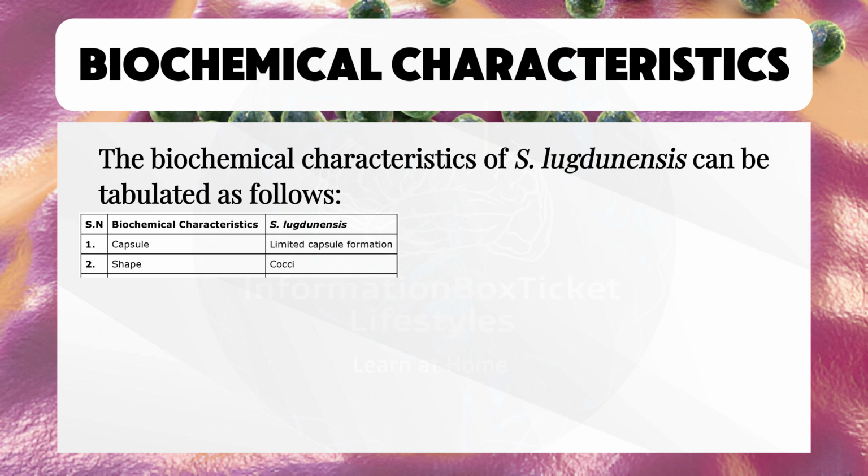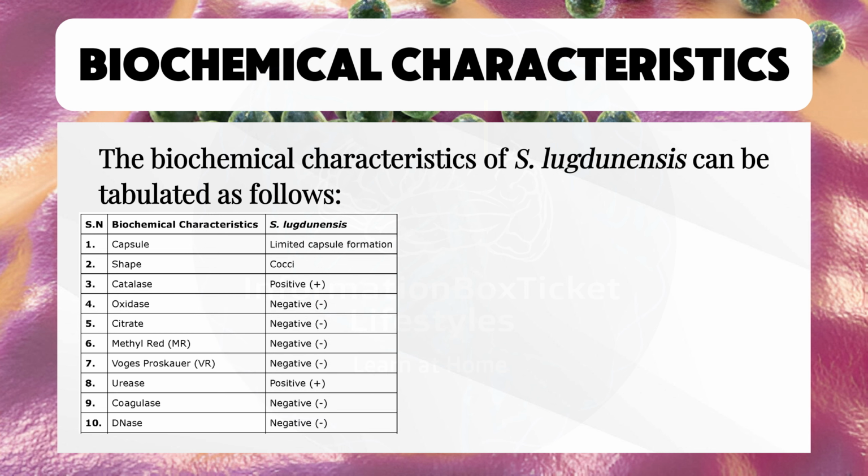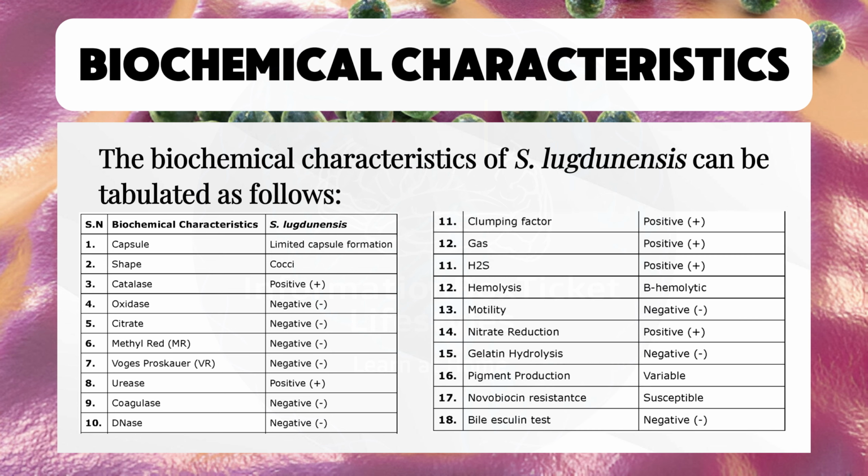Biochemically, it tests positive for catalase and urease activities, indicating the production of catalase enzyme and urease enzyme, respectively. Staphylococcus lugdunensis is negative for oxidase, citrate utilization, methyl red, and Voges-Proskauer tests. It lacks coagulase and DNase enzymes, but expresses clumping factor, which promotes bacterial aggregation.